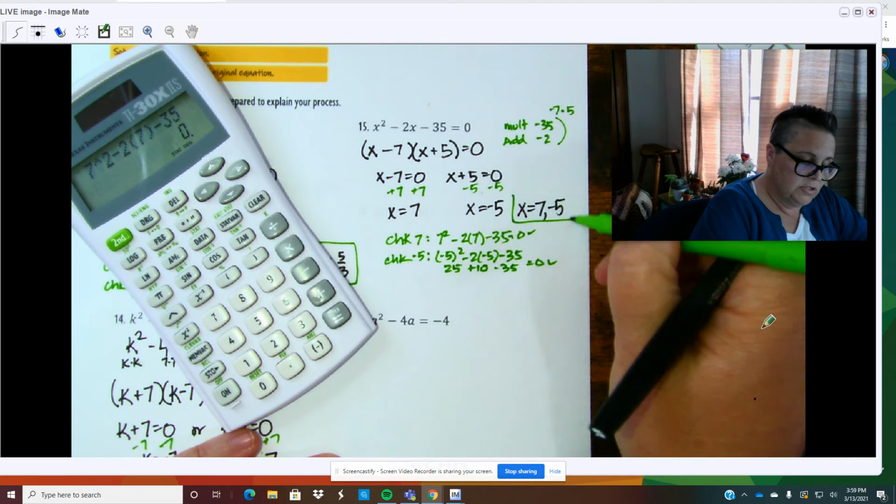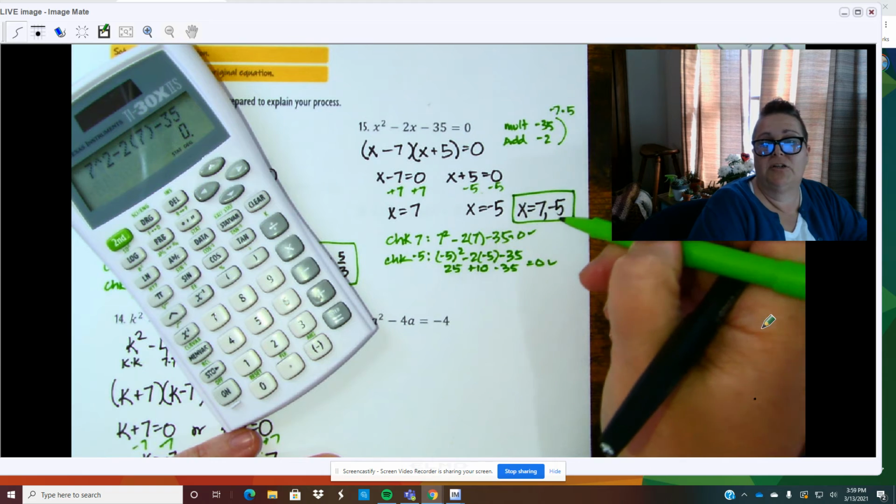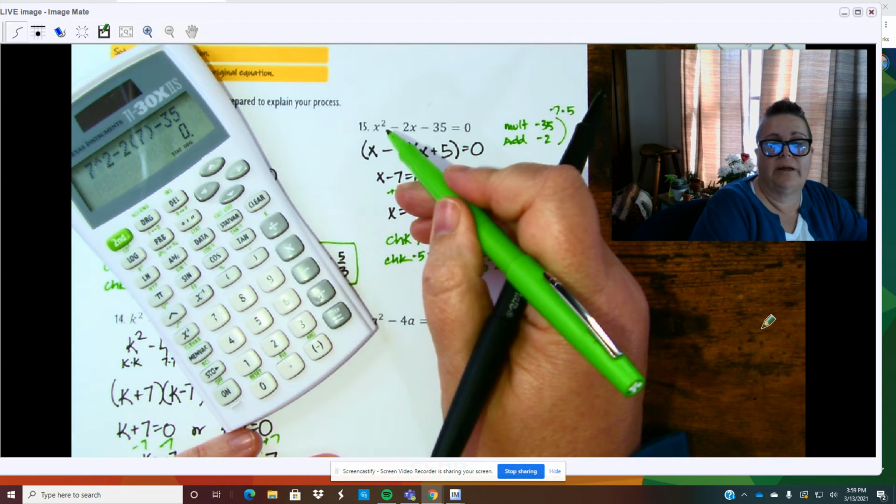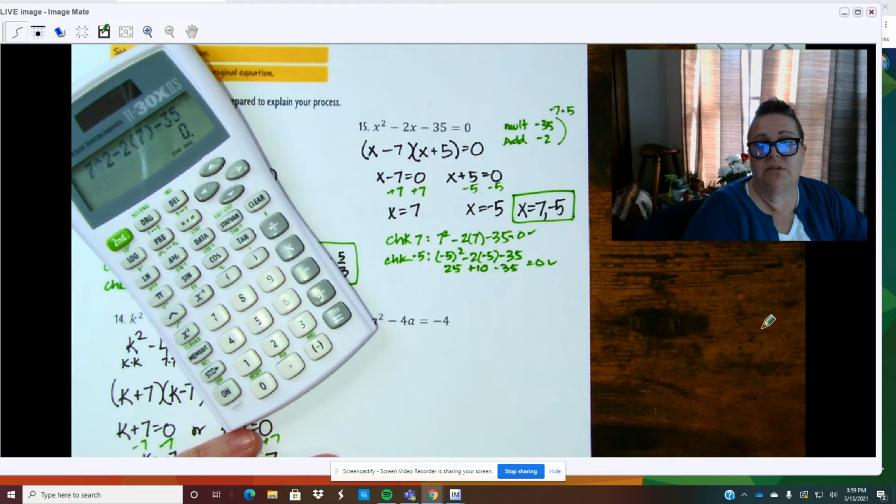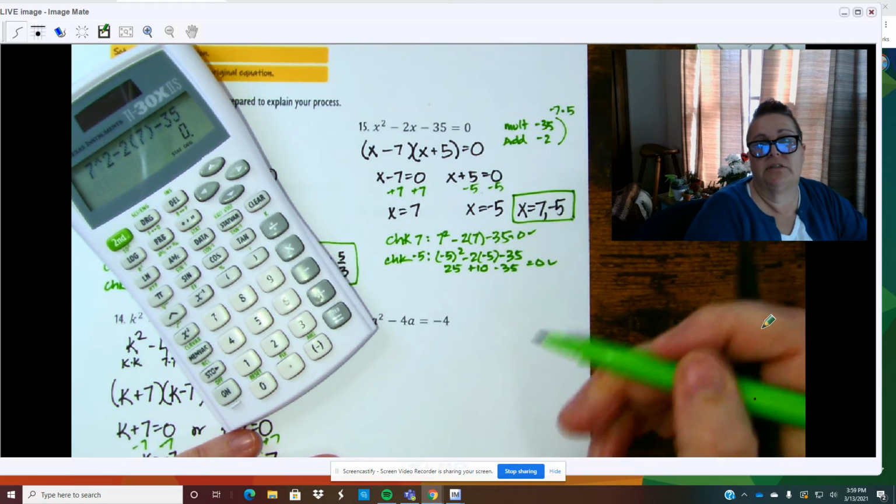Two possible solutions. And keep in mind, we're getting two possible solutions because that's squared. I should have up to 2 solutions. I have 2 solutions. I'm good.